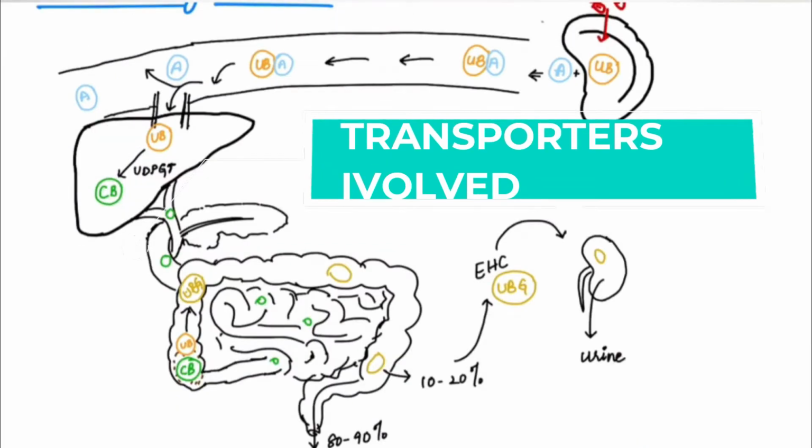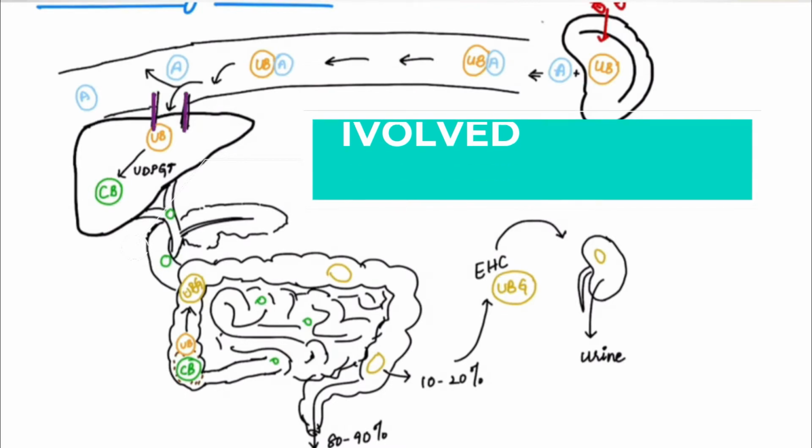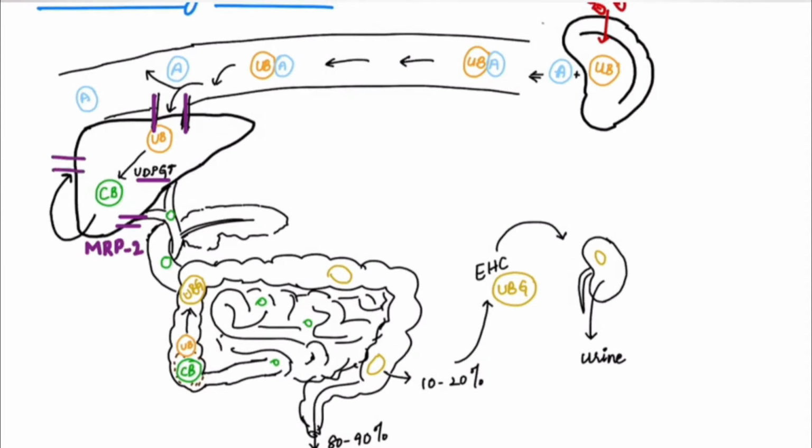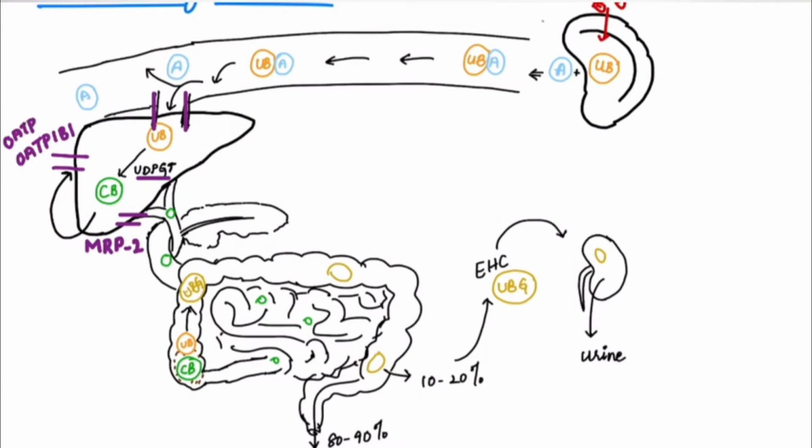Now let's see the membrane transporters that are involved here. The first transporter is for the uptake of unconjugated bilirubin into the liver. The second one is for the excretion of conjugated bilirubin into the biliary tract, which is multidrug resistance protein 2. The third one is for the reuptake of conjugated bilirubin into the liver, which is organic anion transporter protein 1B1 and 1B3. So these are the transporters.